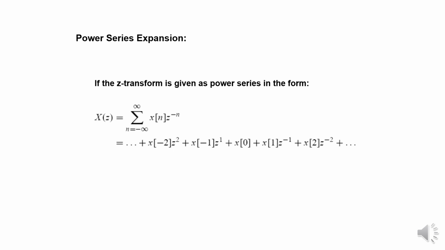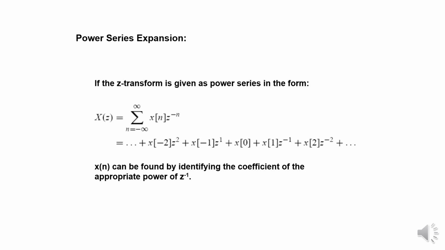So that term is the term when n is equal to 1. Can you understand? Likewise, we'll see an example. Here xn can be found by identifying the coefficients of the appropriate power of z to the power minus 1. So here you can see in this X(z), x1 is z to the power minus 1.